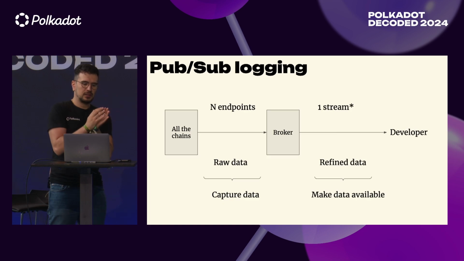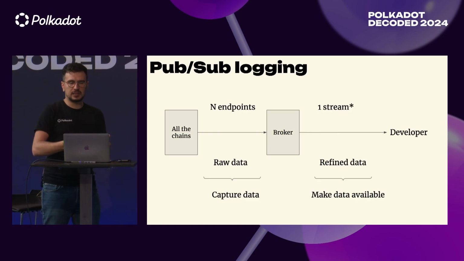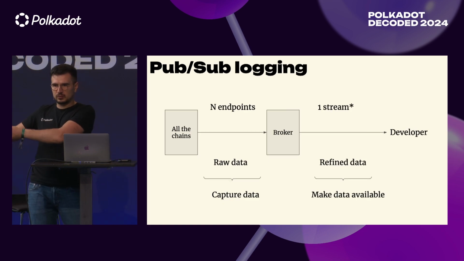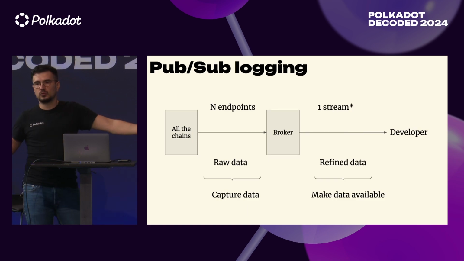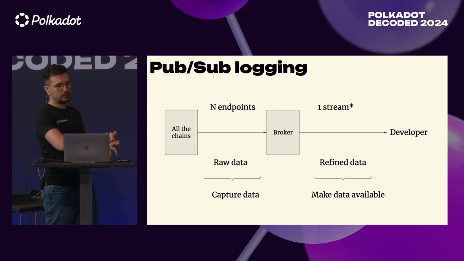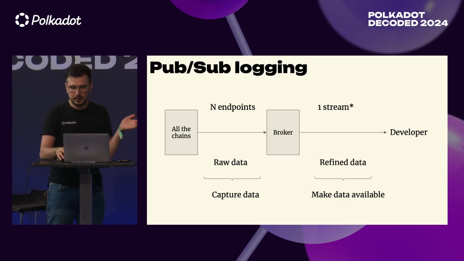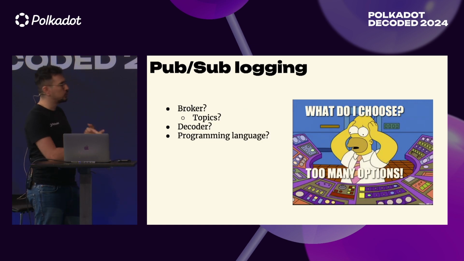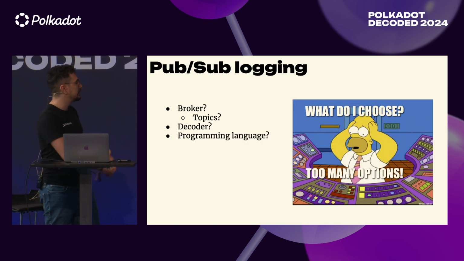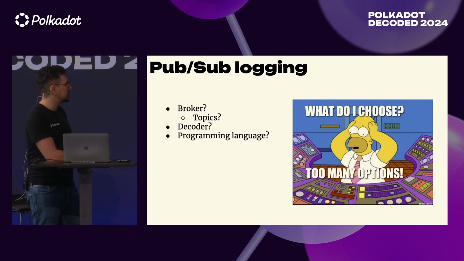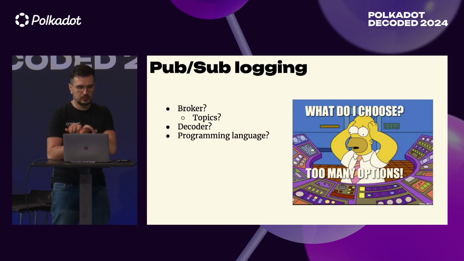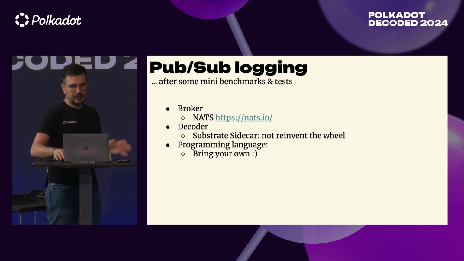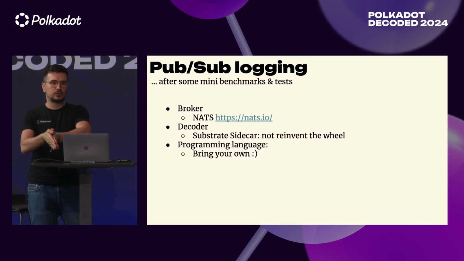What it means is the chains produce blocks. Instead of giving SCALE-encoded data to developers, we give them JSON that they're used to working with. And it would have the decoded extrinsics, events, and all the data they would care about, right? There are many different solutions for how to choose the broker, how to define the topics, how to decode the messages, and what programming language we choose. After some benchmarking, some tests, and whatnot, this is what we settled on. This is what I will show you today.